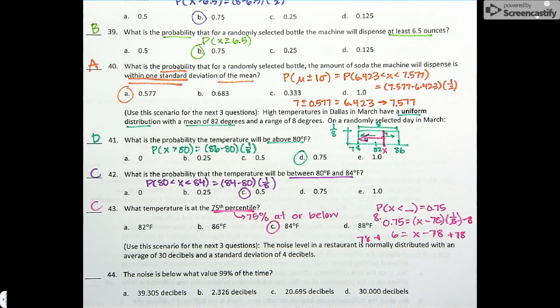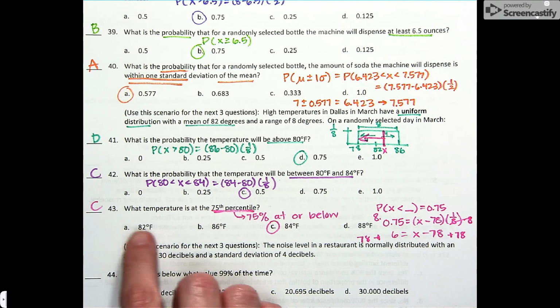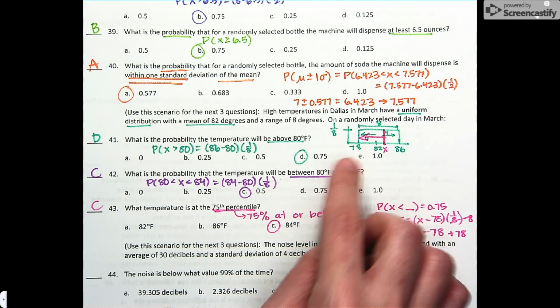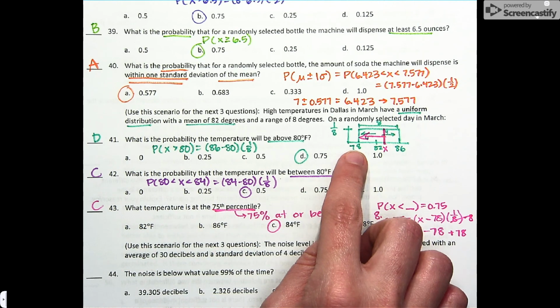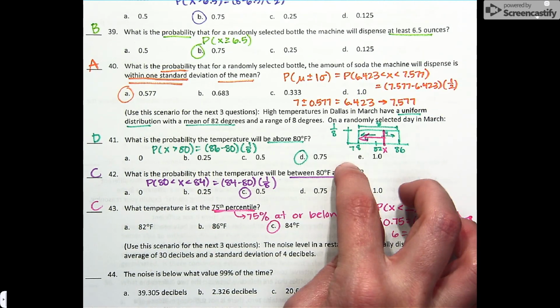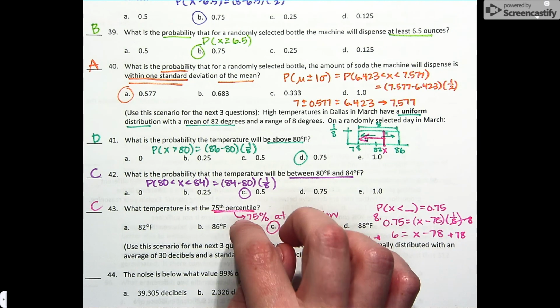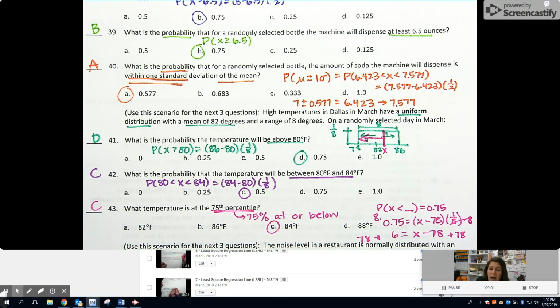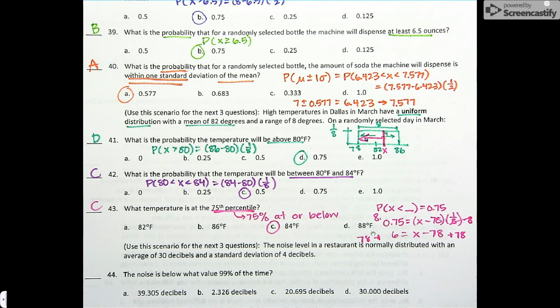And the nice thing about that being multiple choice, guys, is you could technically have worked backwards. I could have just done 86 minus 78 times 1/8, 82 minus 78 times 1/8, 84 minus 78 times 1/8, and 88 minus 78 times 1/8, and seen which one gave me 0.75. But you had to know that 0.75 is at or below because they said percentile.